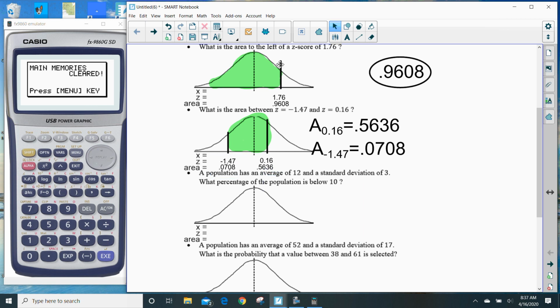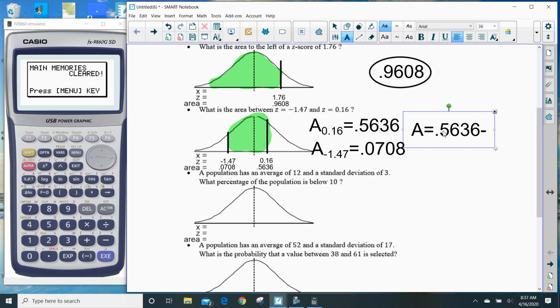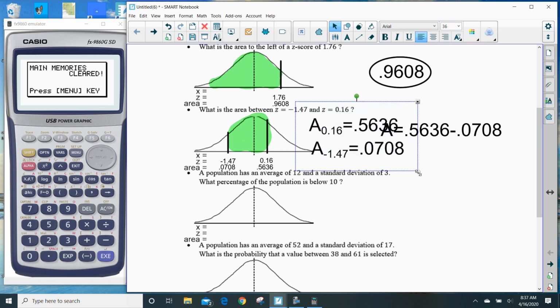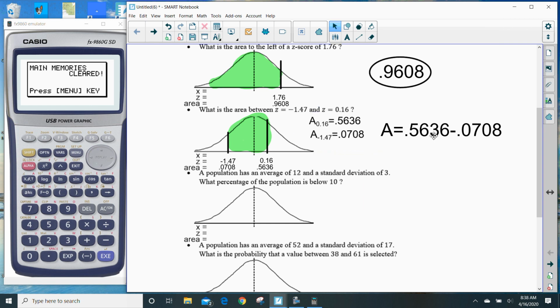All right, so as I was alluding to, to get the final answer, what is the area in between these two things? The area would be equal to the big minus the small in terms of areas. Let me make these just a little bit smaller here. Writing is too big. Right. So it's the big minus the small.